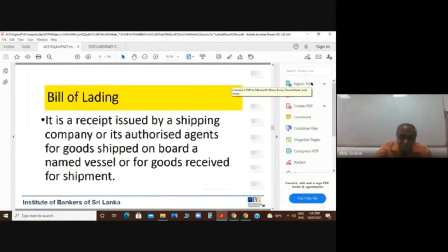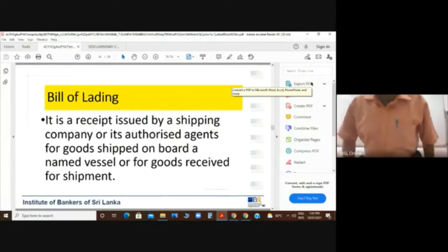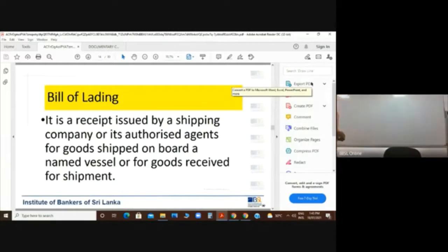Bill of lading, the transport document. The majority of international trade transactions are done by sea, right? And then we have to issue a bill of lading. If it is by sea, the transport document is the bill of lading.